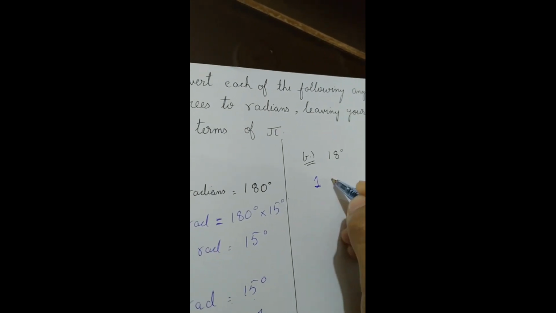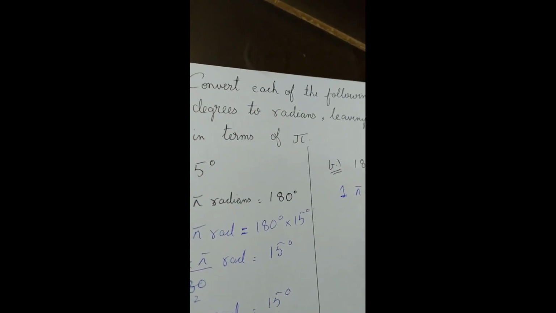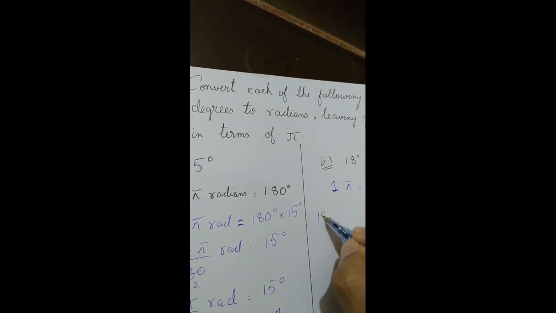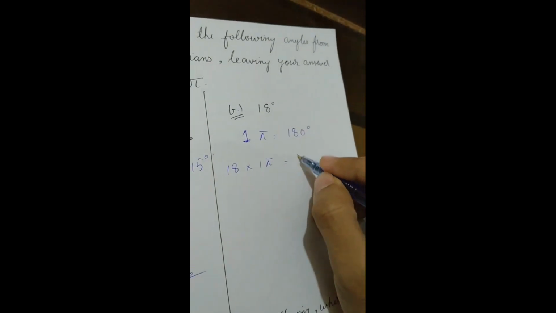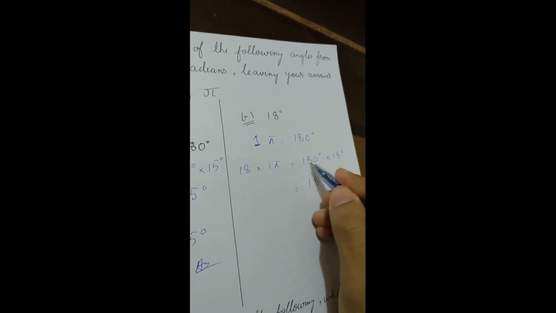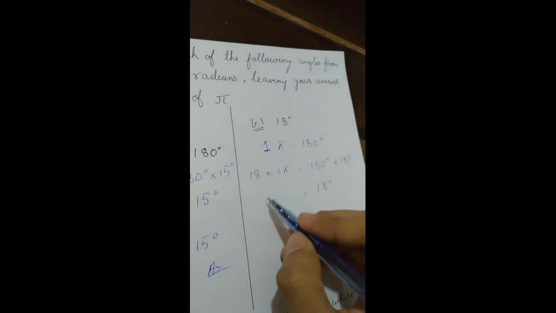1 pi equals 180 degrees. Multiply 18 on both sides. 18 multiplied by 1 pi, or only pi, it depends upon you, equals 180 degrees multiplied by 18. Again I only want 18 degrees here because I want the answer of 18 degrees in radians. So 18 would be alone here. 18 degrees: 180 is multiplying, so on the other side it will divide.